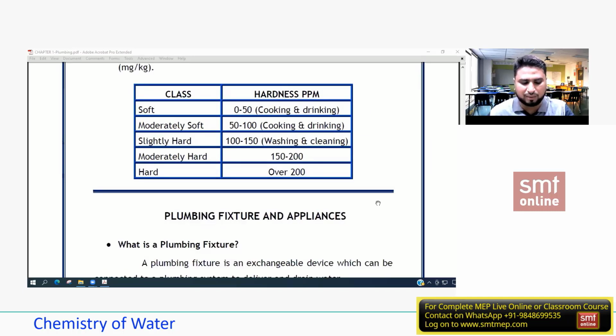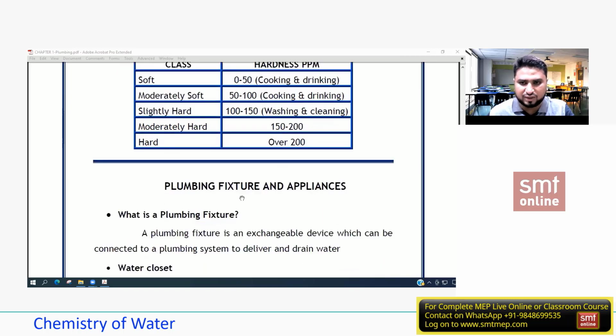Just simple and basic information about the fluid that will be used in the plumbing industry. The matter is solid, liquid, and that is water over here, H2O, and we have learned about that.